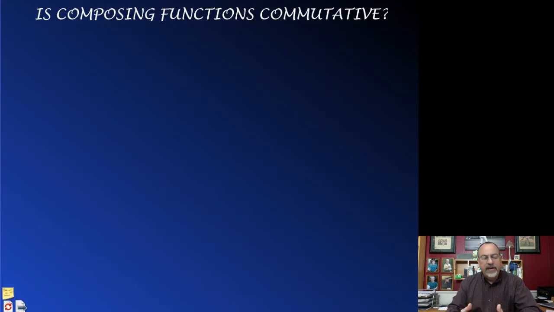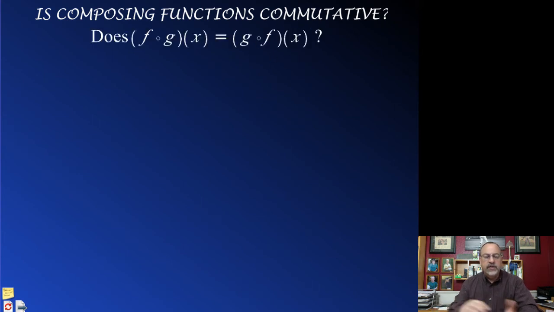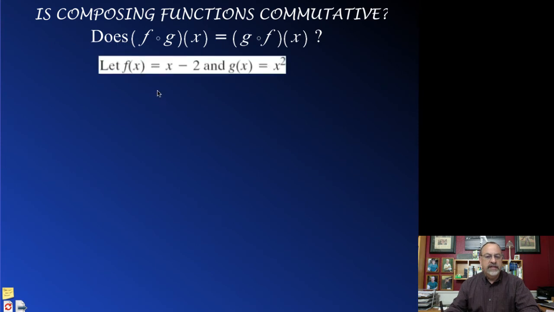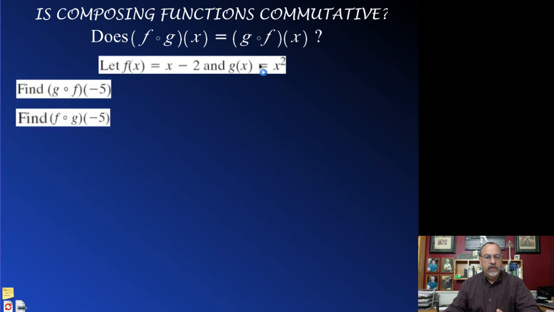Before we look at a few examples of composing functions, let's look at answering this question. Is composing functions commutative? Meaning, does the order in which I compose them make a difference? If I compose g with f, will that produce the same answer as composing f with g? So let's take a look at an example and see if we can answer that question. So let's say we have a function f of x, x minus 2, and a function g of x, x squared. Will it make a difference if I have g composed with f or f composed with g?